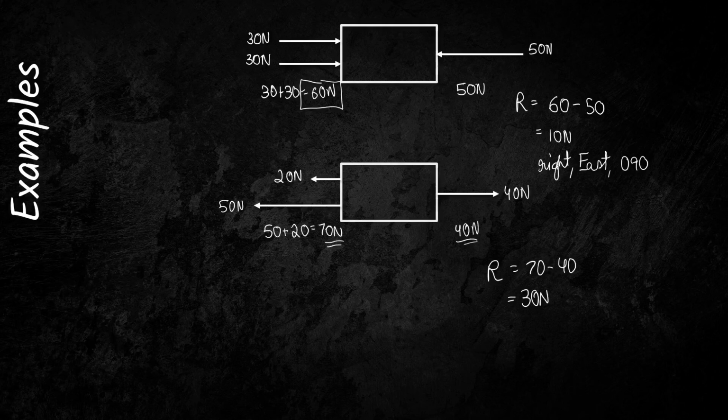Now, the resultant vector's magnitude is 30 Newtons, yes. But again, it's a vector, so we need a direction. And the direction will be in the direction of the larger combined vector, which is 70 Newtons. And 70 Newtons is towards the left. So the direction for R, or resultant, in our second example will be towards the left or the west or the bearing 270. Either one of these directions is fine.